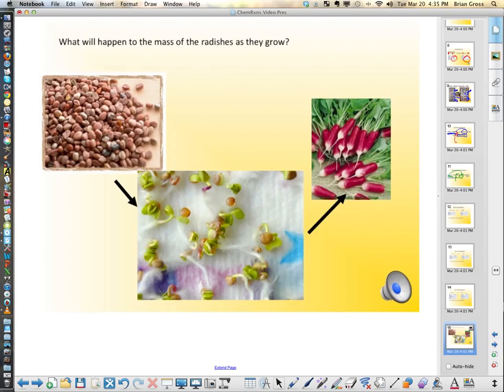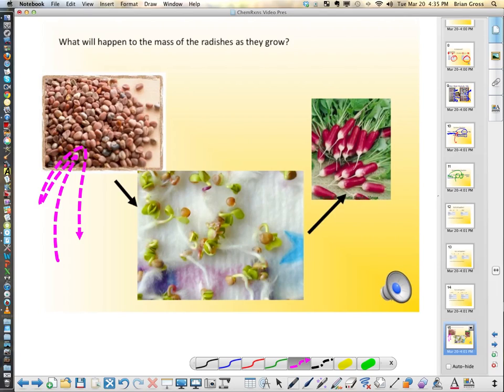So tomorrow we're going to do a little demo to see if what I'm telling you is actually true. I want to know what happens to the mass of radishes as they grow. So here, I'm going to write in pink now because I'm getting tired. Here we have our radish seeds. If we use a certain mass of radish seeds, what will happen to the mass as they germinate or begin to grow? And then as they turn into radishes? We want to know these answers to these big questions.